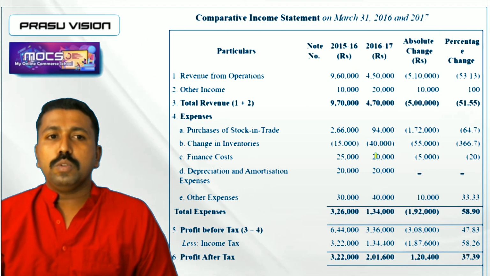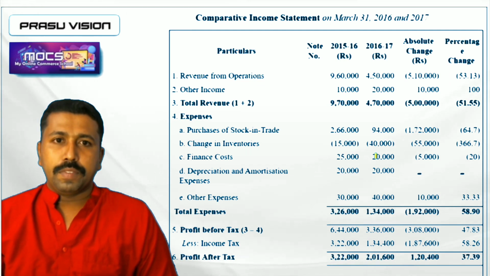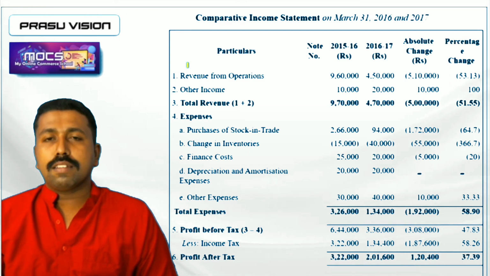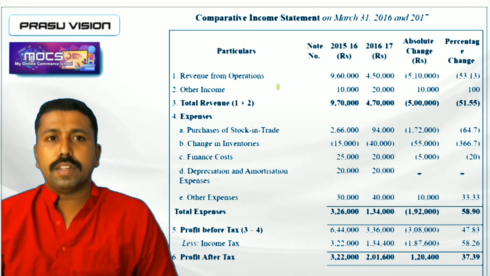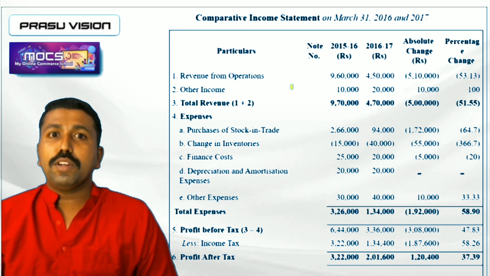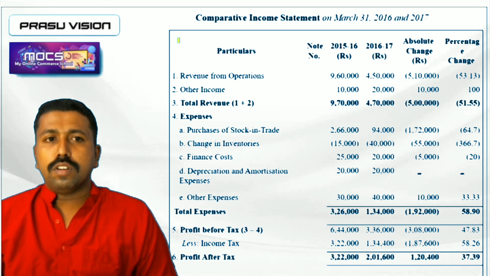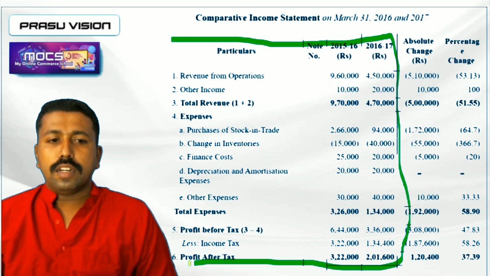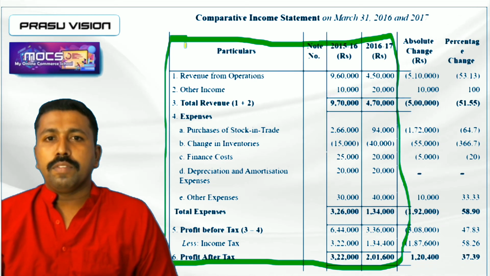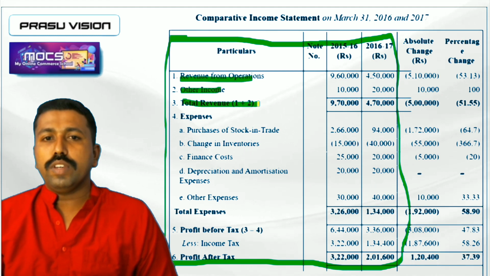So welcome to the solution. First of all, we have to prepare the format. It will begin like the same statement of profit and loss. We have to arrange everything as per the format of a statement of profit and loss. This shows the systematic arrangement of the question. Revenue from operation is there, other income is there, and total revenue we have calculated.